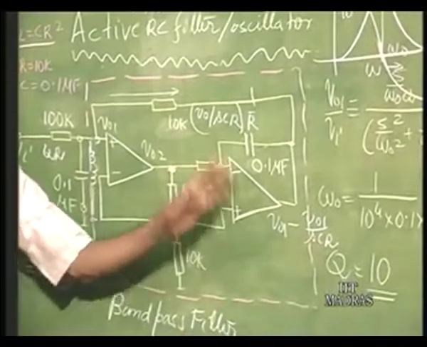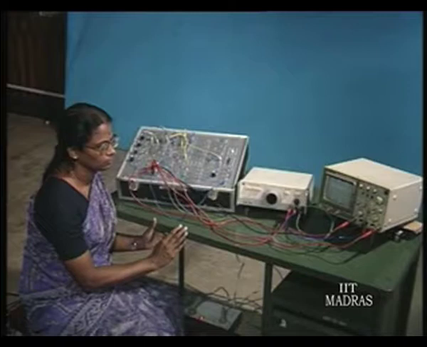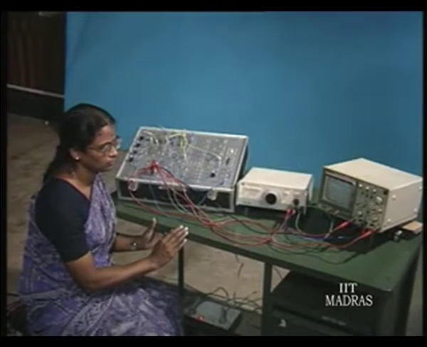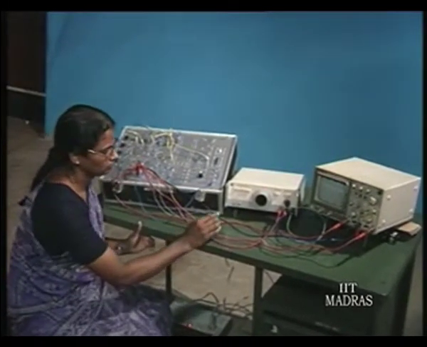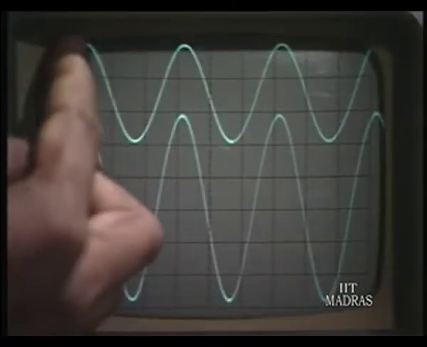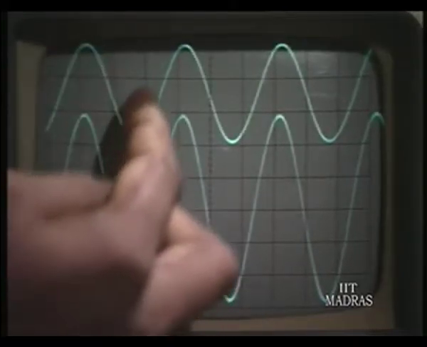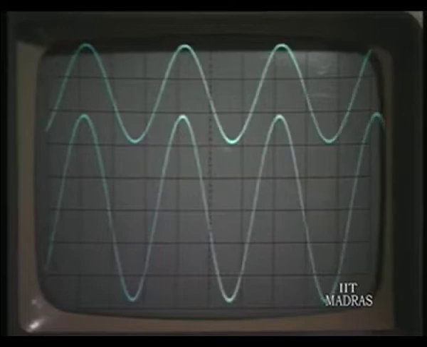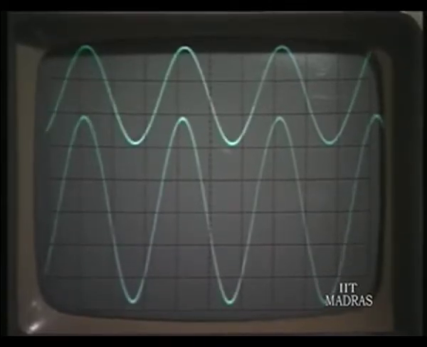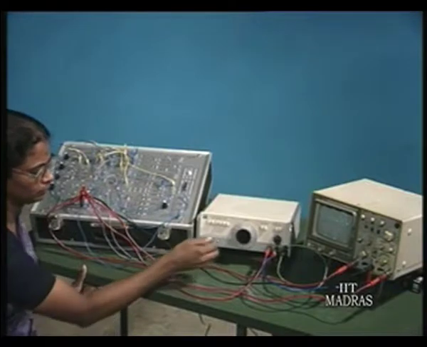You can see that this circuit has been built there, and Devaki is going to now demonstrate the fact that the output by input is equal to 2. You can see the lower one is the output, upper one is the input. Output by input is equal to 2 exactly at omega naught, which is roughly 10 to the power 3 radians per second, or is equal to about 200 hertz.